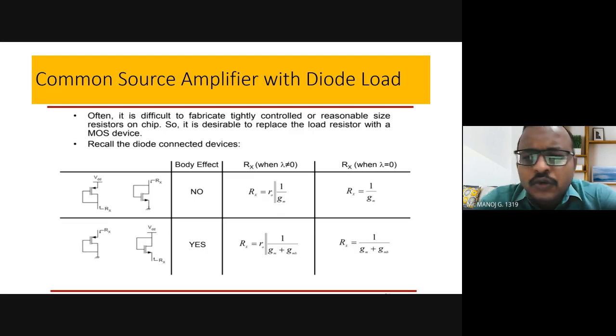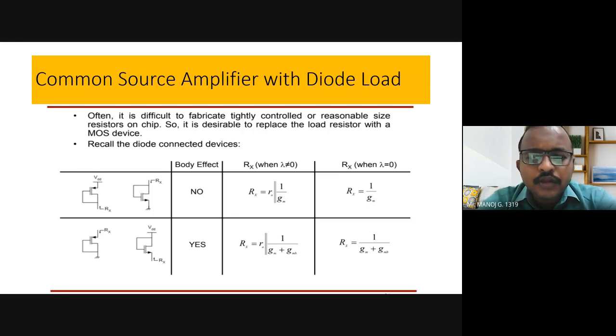Now, if you want to make a transistor into a diode, you have to make it into a two-terminal device. Now how do you make it? That's what we'll be learning now. How do you make a transistor into a two-terminal device?